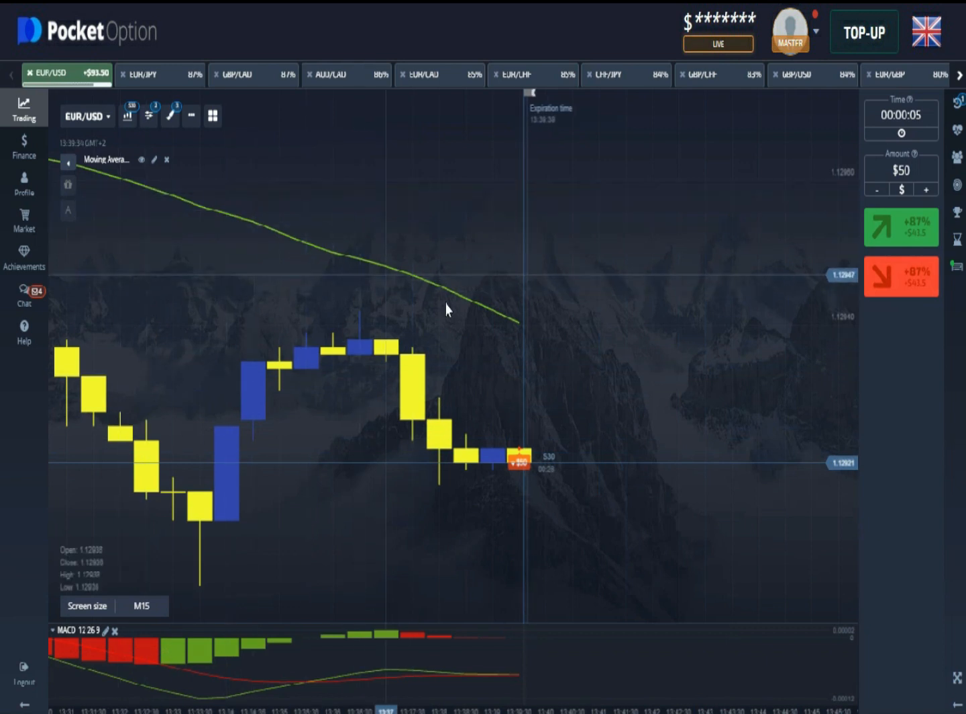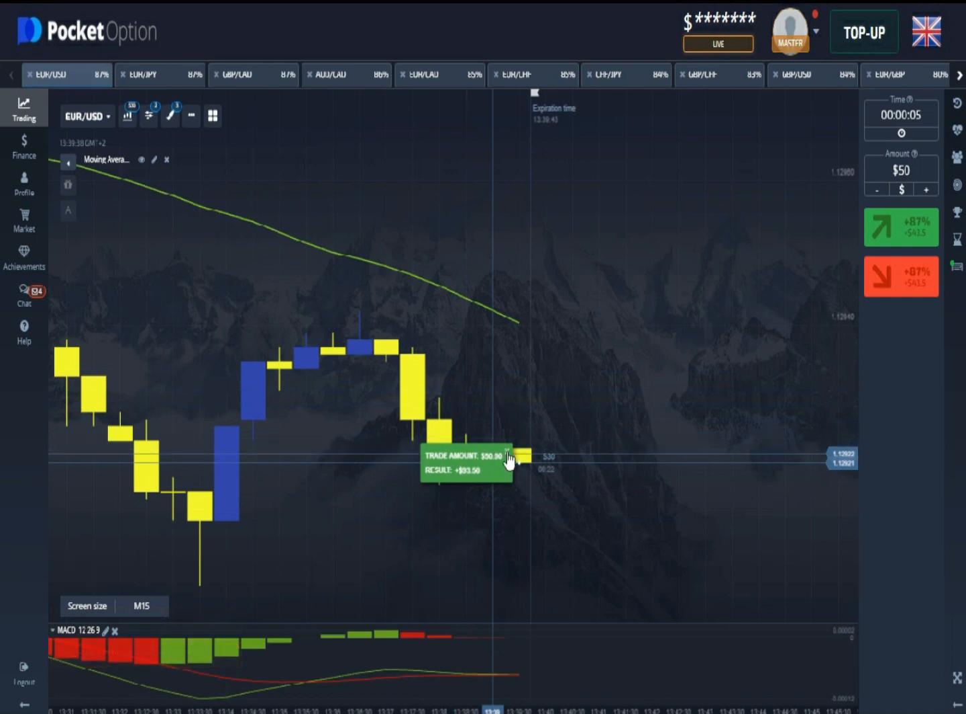It's a downtrend, and it makes some blue, and that's why I took the trade here for lower, because it's a downtrend.